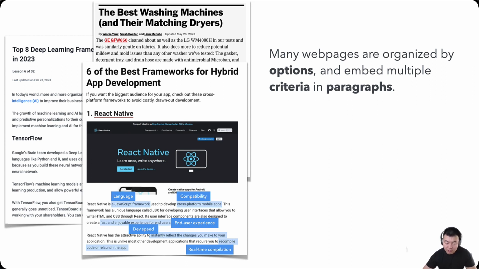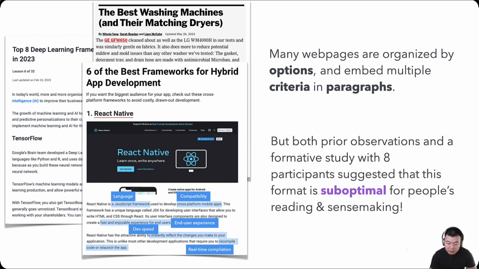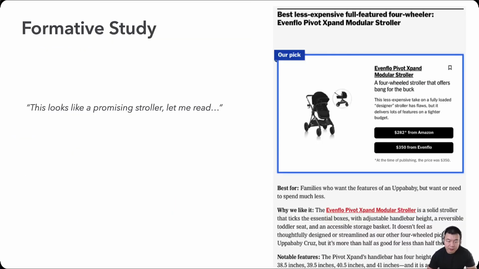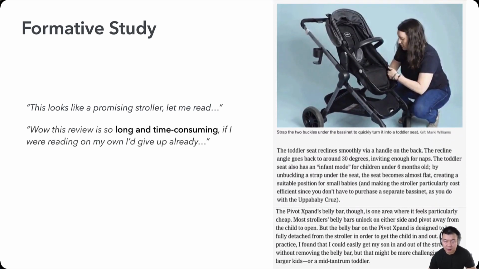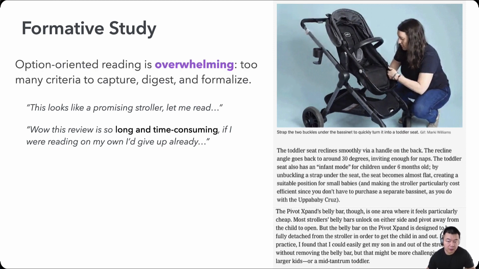But we have repeatedly observed, both in our prior studies and in our own formative studies, that this is not the best for people's reading and sensemaking when they're not familiar with the topic, for several reasons. In fact, let's walk through a pretty well-written and comprehensive article about baby strollers, which several participants read in the formative study and encountered different issues. First of all, people have limited attention span. They can be easily distracted or just lost after reading the first few paragraphs, and they're overwhelmed by the number of criteria to recognize, capture, digest, and formalize.